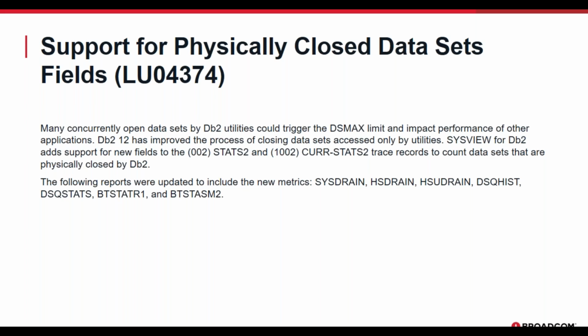Many concurrently open datasets by DB2 utilities could trigger the DSMAX limit and impact performance of other applications. There was an enhancement to DB2 12 in the process of closing datasets accessed only by utilities. So we added support for the new fields to IFCID 2 and IFCID 1002 to count datasets that are physically closed by DB2. We also updated the relevant reports, whether that's batch reports, online reports, and exception systems. This is available through PTF LU04374.